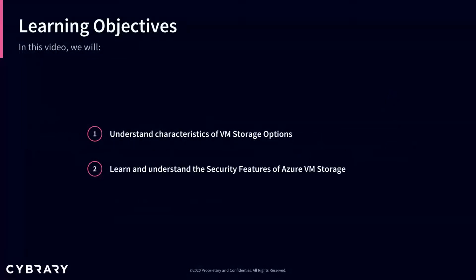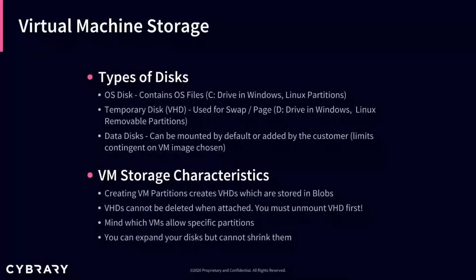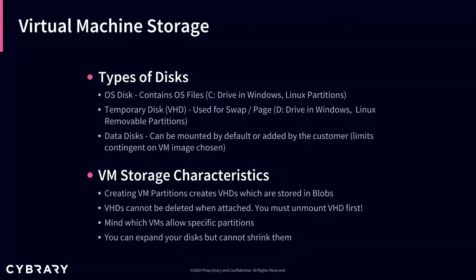So in this lesson, we'll talk about different storage options, and we will also talk about security features of the virtual machine storage. So when we talk about virtual machine storage, we are talking about the disks that are associated with the virtual machine. So the disks that will be associated are, first of all, operating system disks or OS disk. This will contain your operating system files. It will usually be the C drive for Windows or the OS partition for Linux.